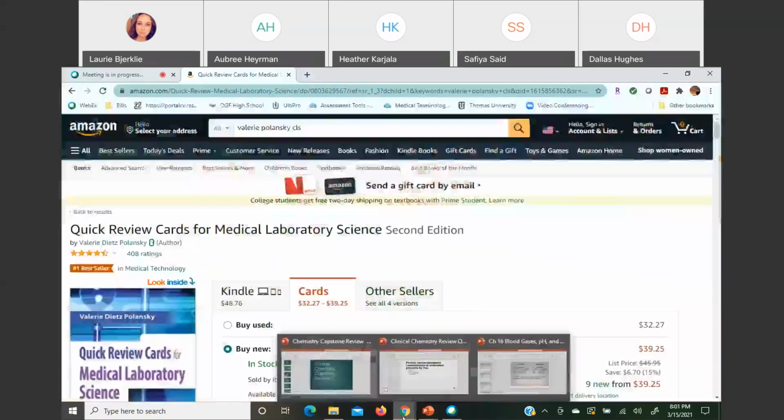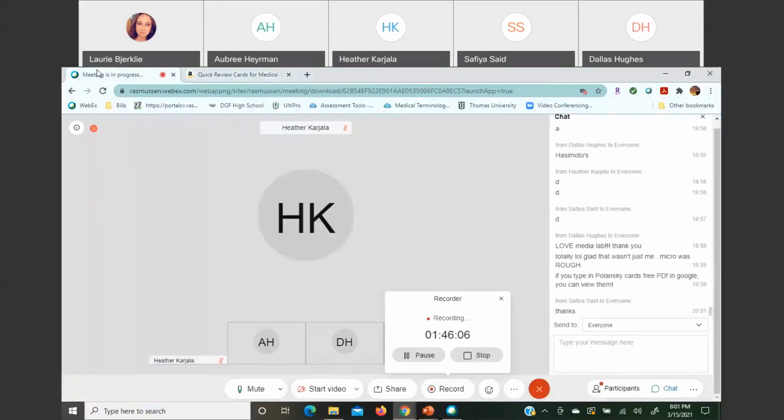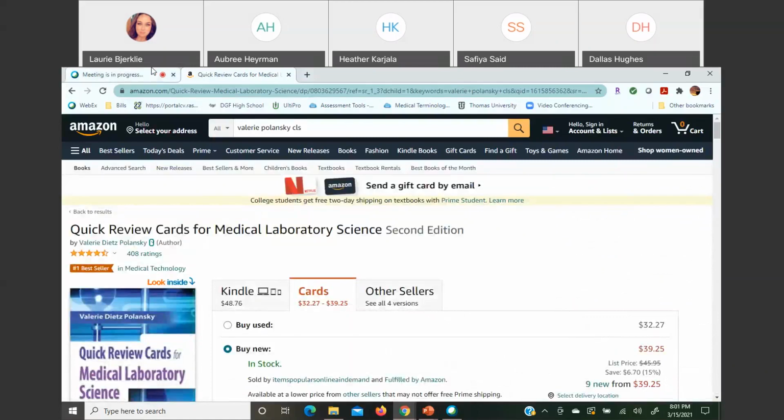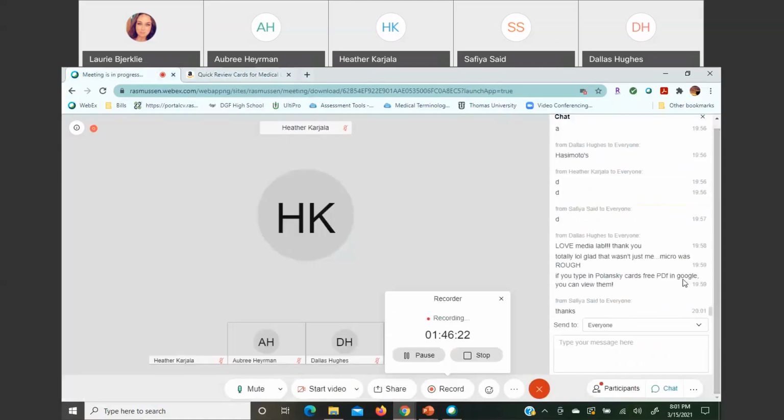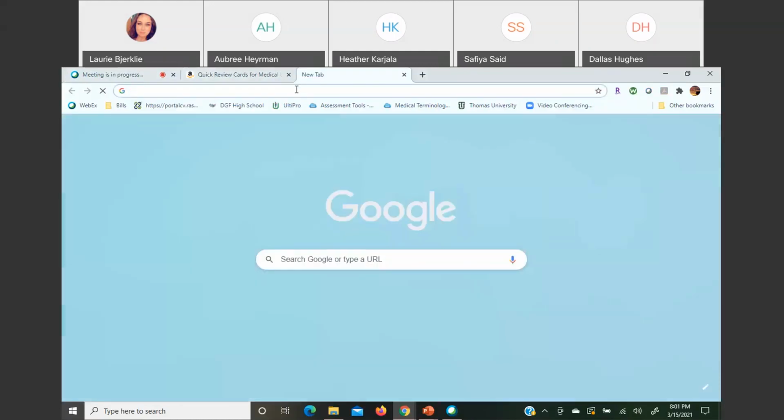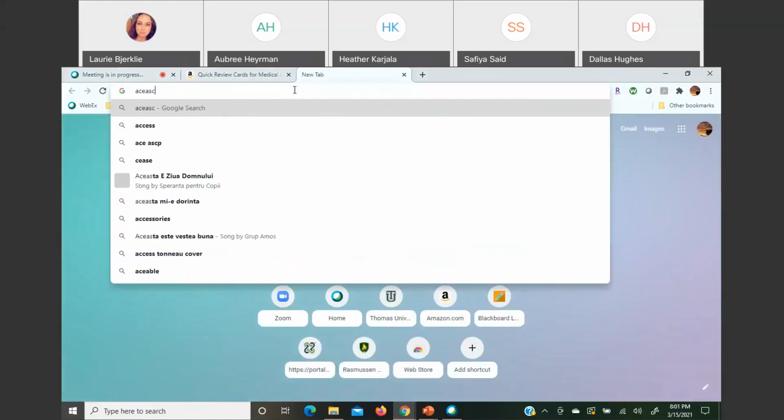So, yeah, if you type in Polanski cards free PDF in Google, you can view them. So you can kind of view what they look like in Google. That's a thank you, Dallas. So you can kind of have an idea, because they don't give you any pictures here in the Amazon review of what they look like. So you could try that just in Google and try to see what they look like if you want to spend the $40.